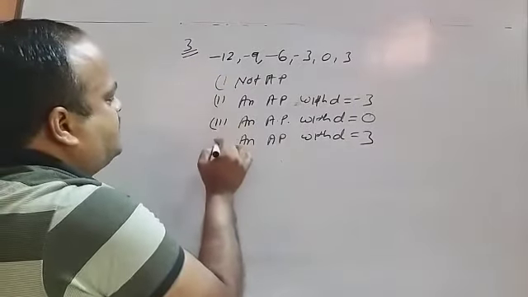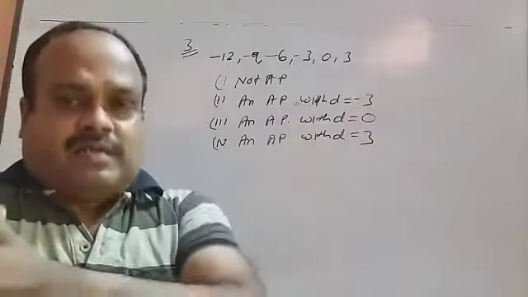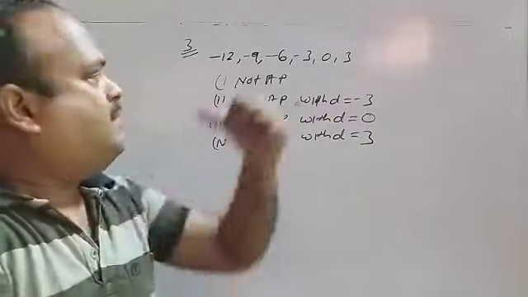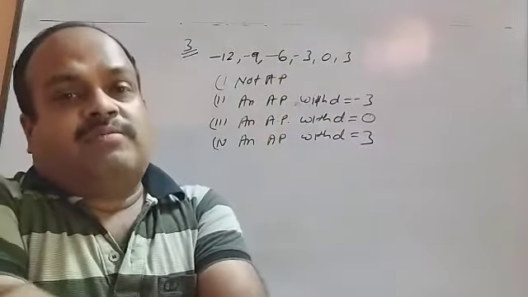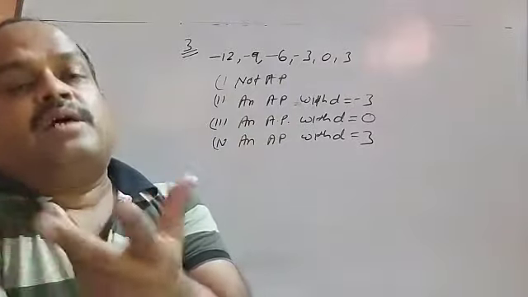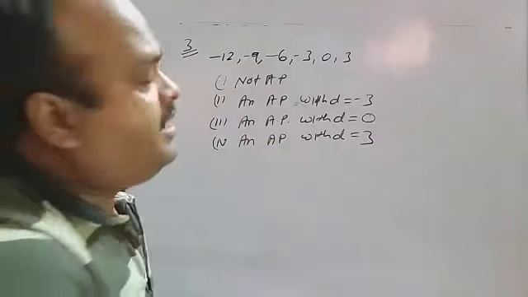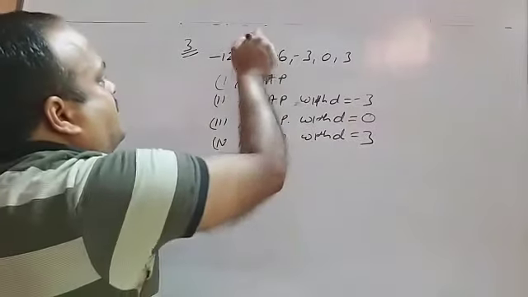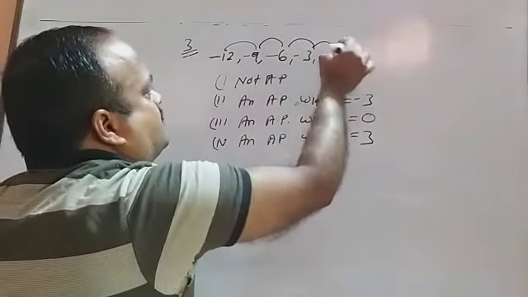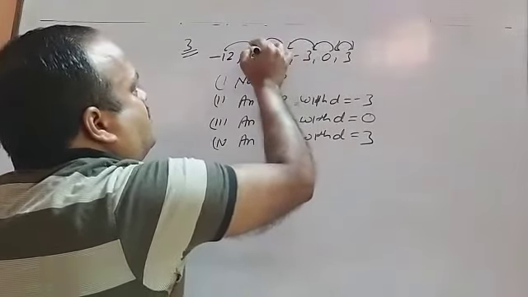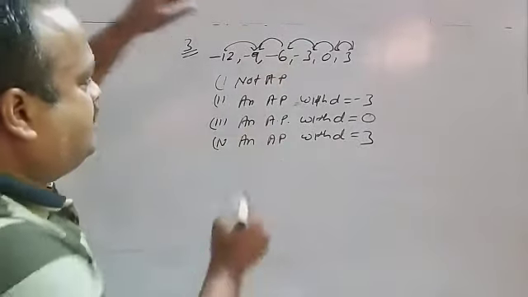We have 4 options. So let us first see whether the series is AP or not. If it is not AP, the first option will be correct. But if it is AP, then we need to see what the common difference is. A series will be called an AP if the difference remains common, which means you need to see the difference between its two consecutive terms.